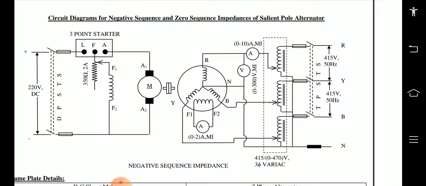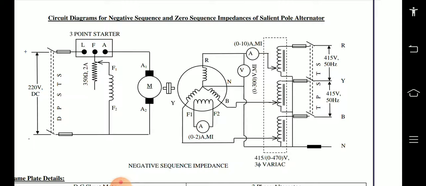Okay, so this is the thing we have to do in this experiment. First, let me conclude this. First you have to connect all the equipment as per the circuit diagram. After that you have to adjust the rheostat of the field which is connected to the field of your motor to obtain the synchronous speed of your alternator.